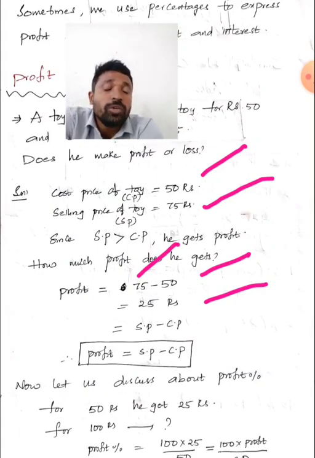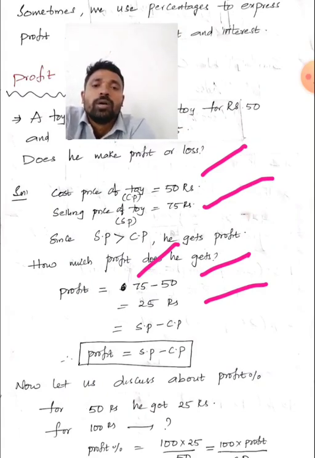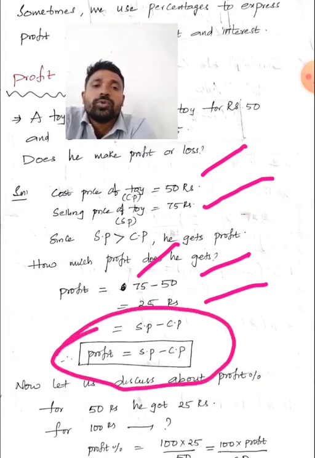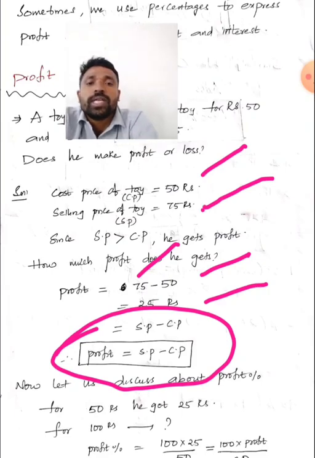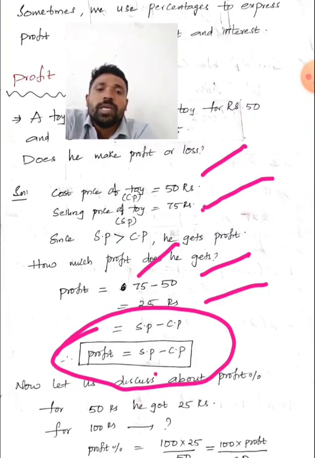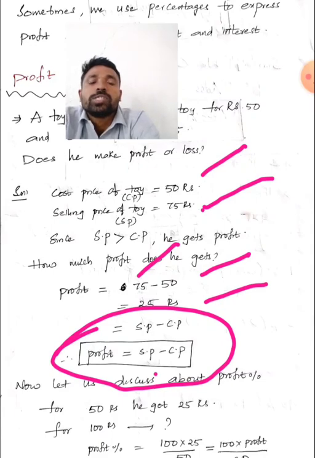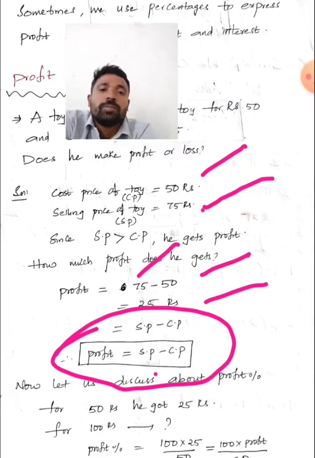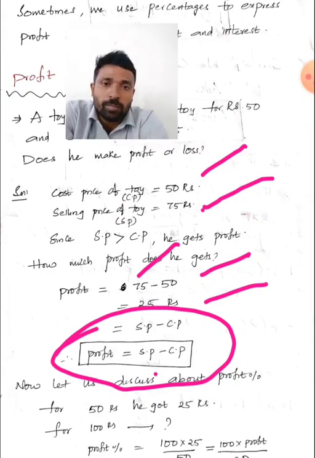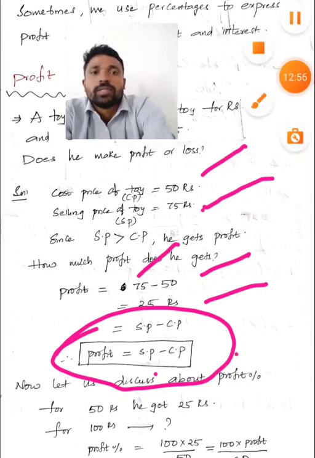By this we can deduce the formula. What is that formula? Profit is equal to 75 rupees, which is nothing but SP, minus cost, 50 rupees, which is nothing but cost price. Profit equals SP minus CP. This is the formula regarding profit.